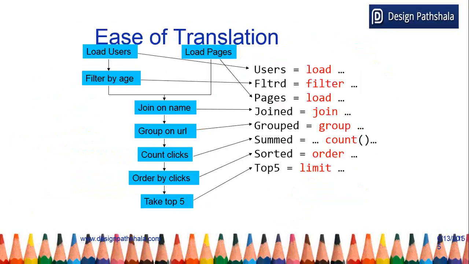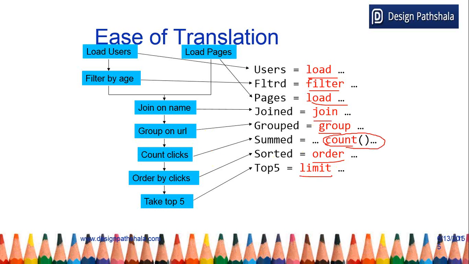So in Pig, for each statement, we'll load. I'll use the load operator of Pig to load the file. There's an operator called filter, to filter this user's data. Load the pages data, join them by the join operator, group them by the group operator of Pig, count the clicks by the count operator, or the count UDF of Pig, order the clicks by the order operator, limit to the top 5 and dump them.